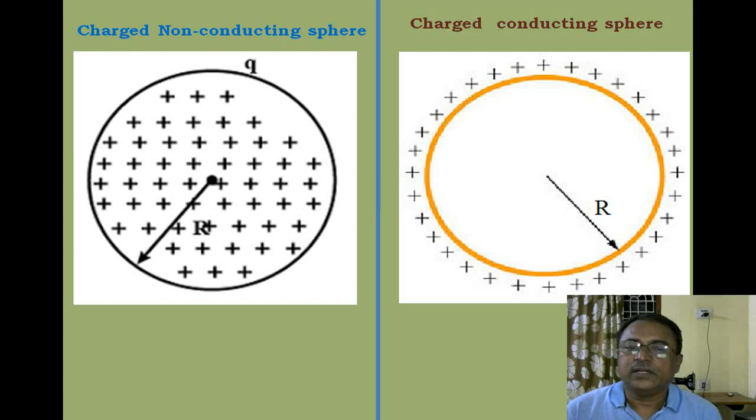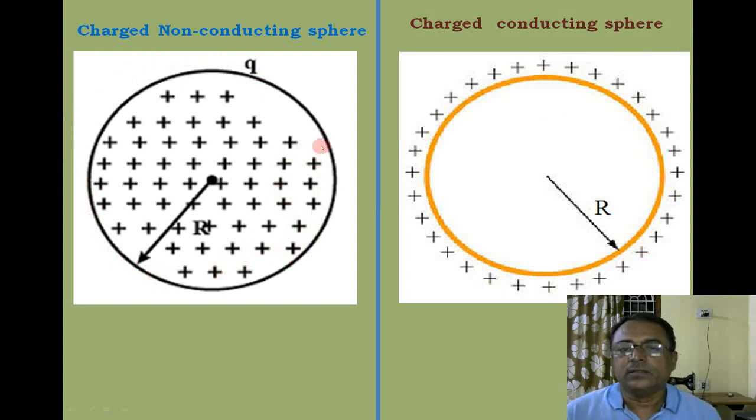That means the charge cannot flow through that material. That material is called a non-conducting material. If the charge can flow through that material, it is called a conducting material, or simply a conductor. And here this is the conducting sphere and here is the non-conducting sphere.